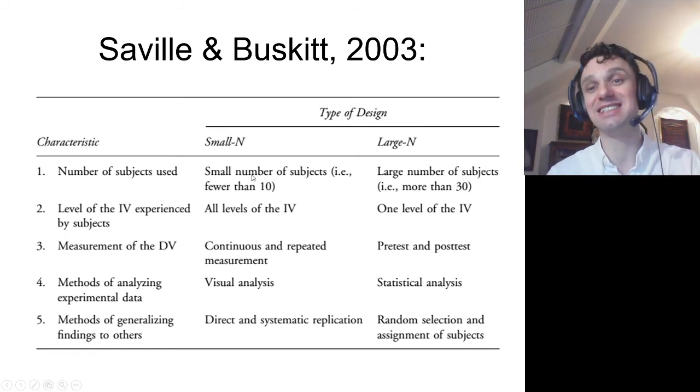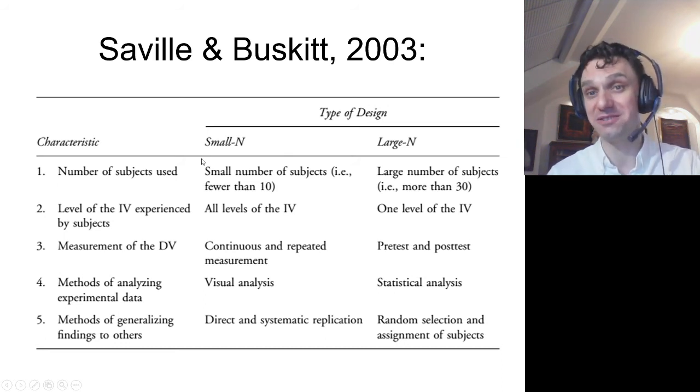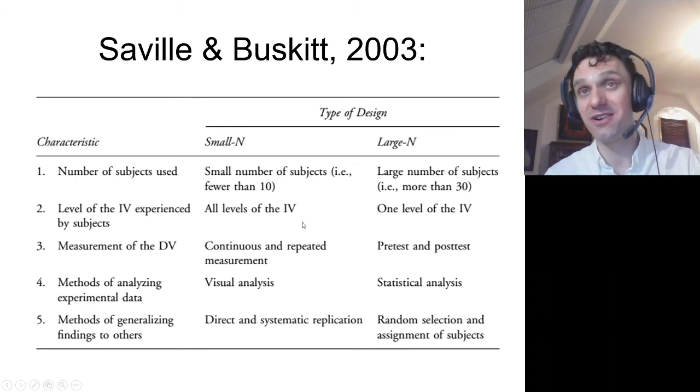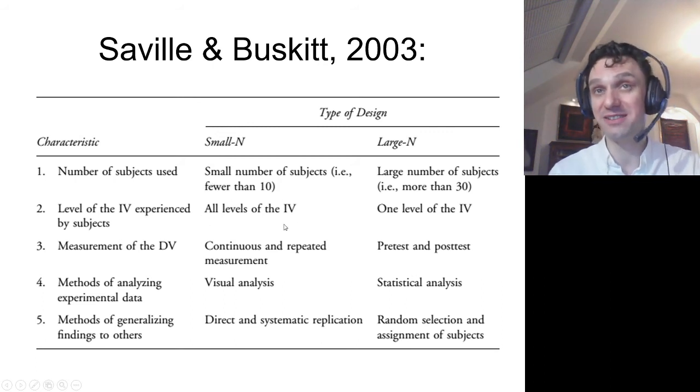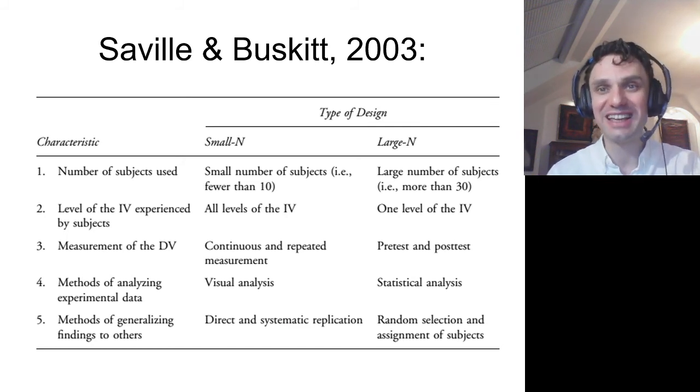In studies like the studies of John Watson or Lev Vygotsky or Ivan Pavlov, there were always a small number of subjects, and all the levels of the independent variable were administered, but there were many measures, and the analysis was mainly visual. It was mainly qualitative. So why do we trust these findings of John Watson or Ivan Pavlov or Lev Vygotsky? It is due to replication.